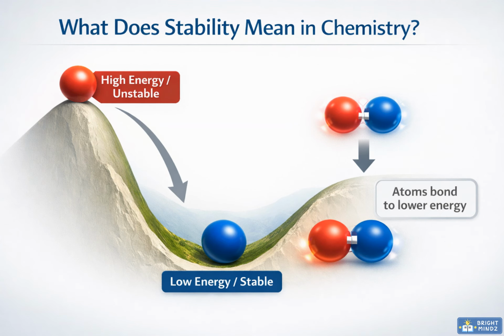In chemistry, stability is closely linked to energy. A particle with lower energy is more settled, so it is less likely to change or react. Think of an unstable atom like a ball high on a hill. It tends to move toward a lower energy position. Chemical bonding is one way atoms reach that more stable arrangement.